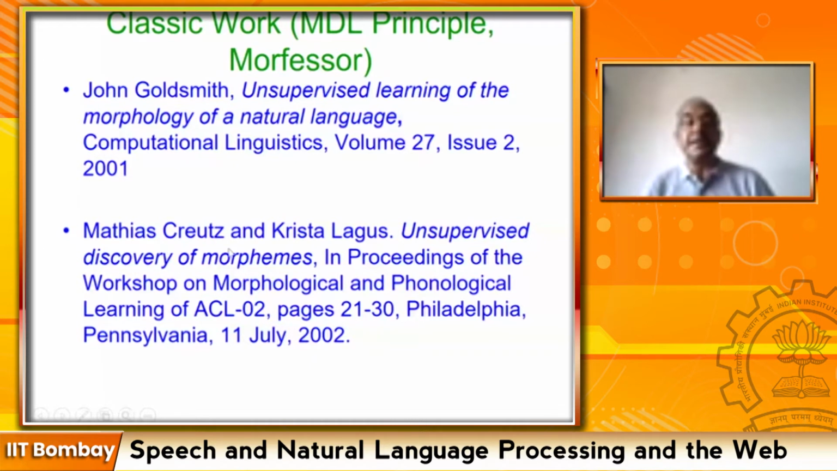And this is also a very celebrated work, Creutz and Lagus, Unsupervised Discovery of Morphemes, which came immediately after, and is based on the minimum description length principle. That is a very interesting principle, also called Occam's razor. It's a very interesting principle, and the intuition is very clean. Let me tell you the intuition.